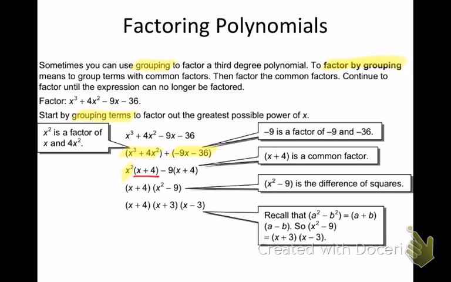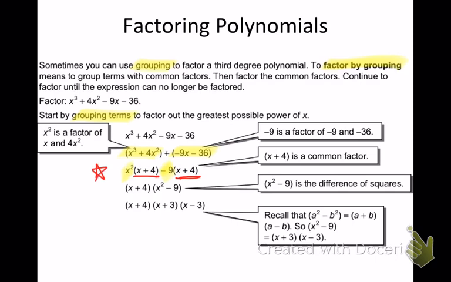Does everybody see how I get that? If I were to undistribute that? Now I'm going to do the right side. Well, I have negative 9x minus 36. Notice the second one doesn't have an x, so I can't pull an x out. So I'm just looking for a number. What's the number they can both come out? Well, I'm going to pull a negative 9 out, which leaves me with x plus 4.